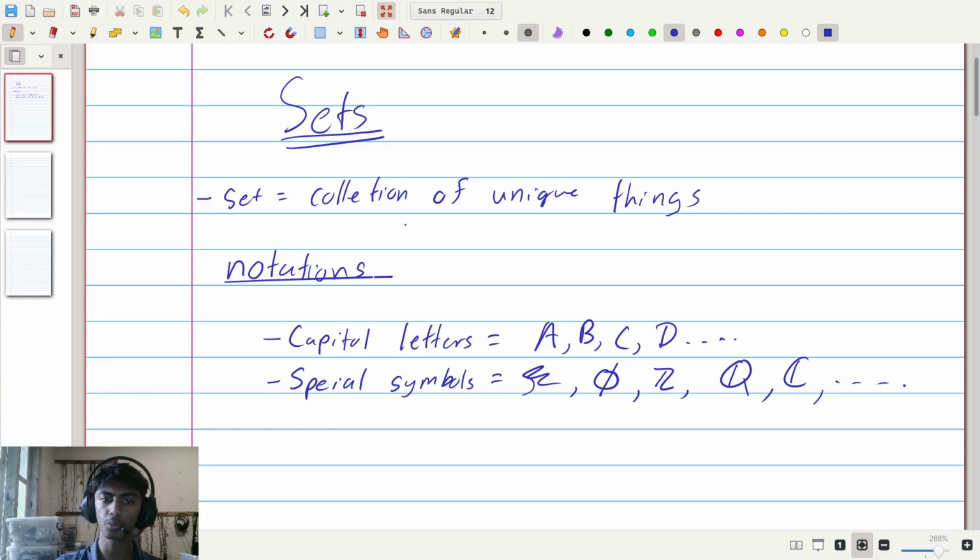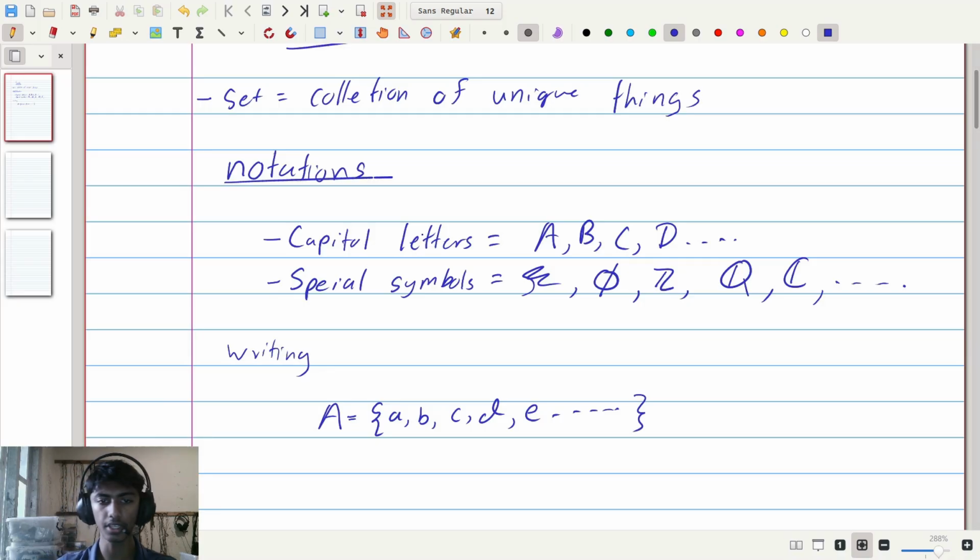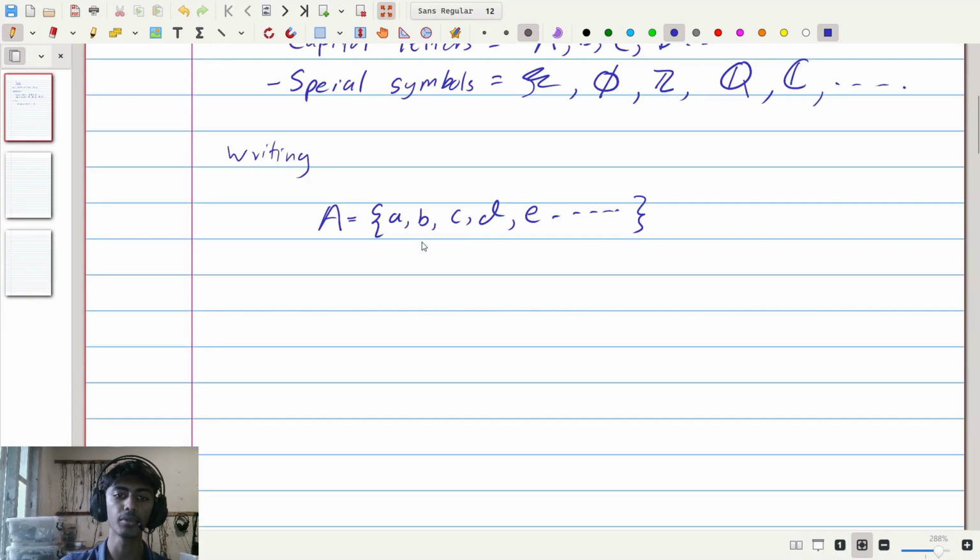Now that we have the notation for these sets, let's discuss how we write them. For writing a set, the most common way is to simply write the set symbol, let's say A, then equals, and then describe the set. So here I could say A is the set of the symbols a, b, c, d, e, and so on. This is one way to write out a set. There are others which we will discuss later, but right now this is how you write a set generally.